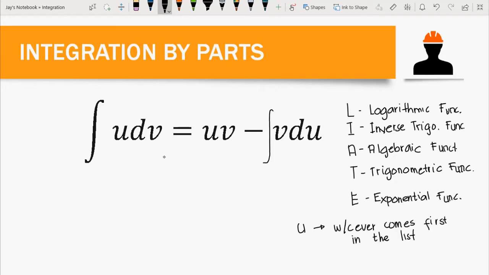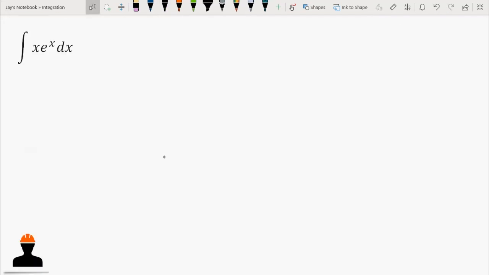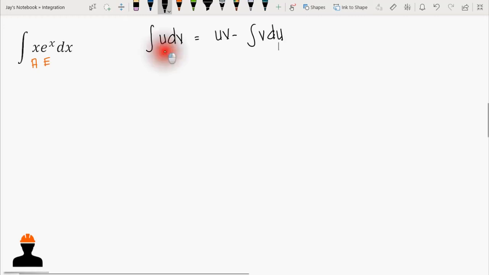So let's try to solve a problem. I have here the integral of x e raised to x dx. We have two different functions: x, which is algebraic, and e raised to x, which is exponential. Again, the by parts formula is the integral of u dv equals uv minus the integral of v du. We need to identify which is u and which is dv in the function, so again we can use LIATE.